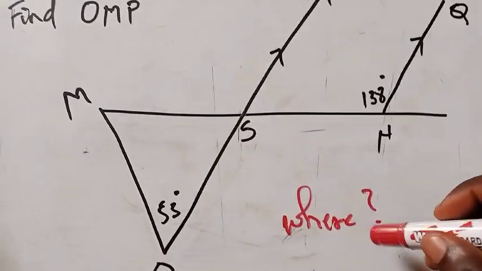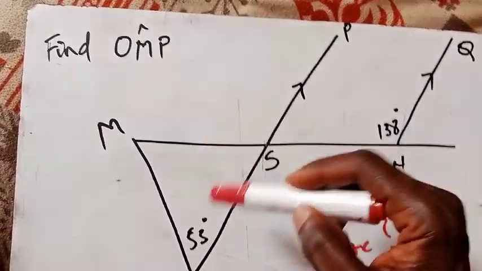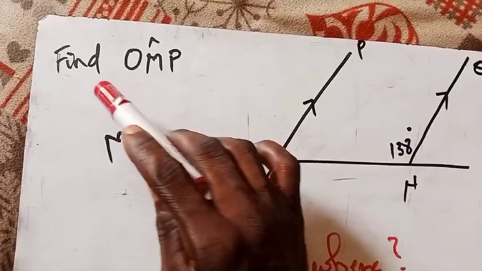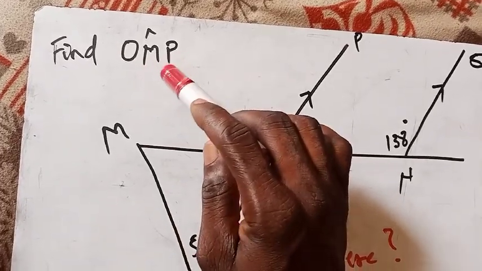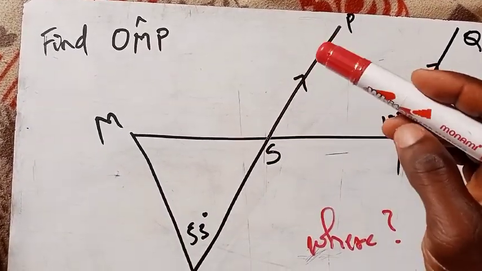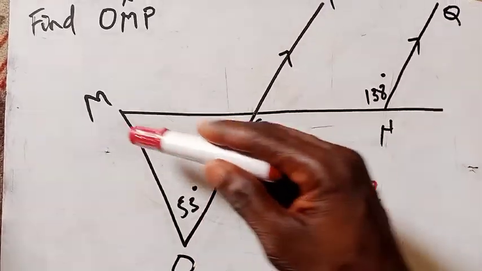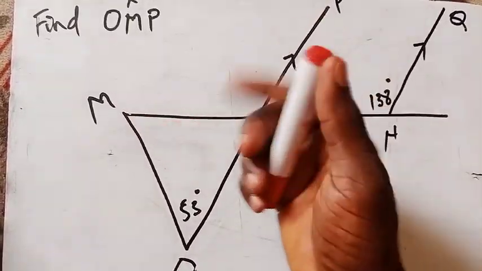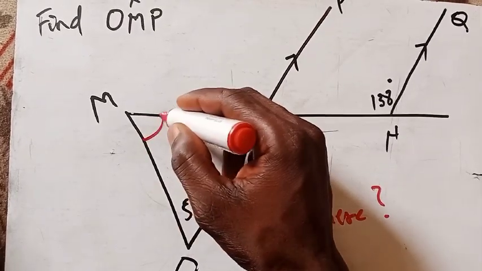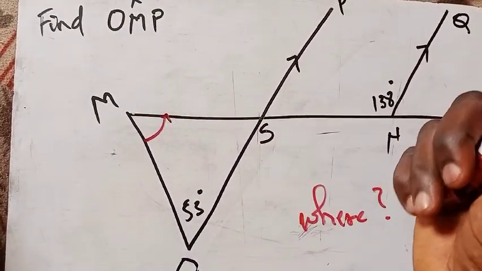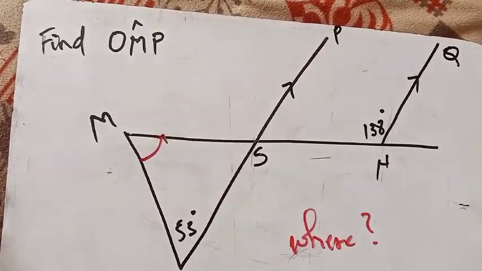where you are going. So for instance, here we have this information, and you want to find OMP. So you have to identify the exact place that you are supposed to find. OMP, right? So the angle here, that is where we are looking for this angle. Now how do you get there? You can only get there, so this is a trick, right?